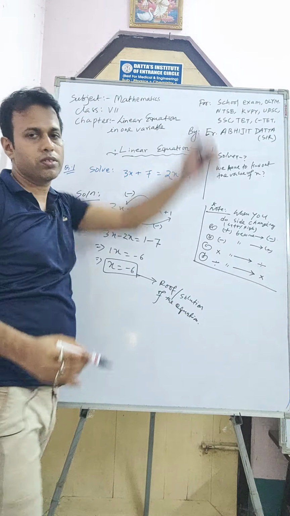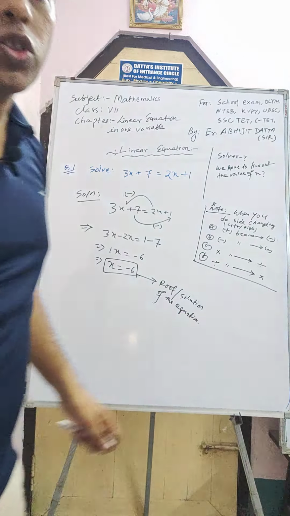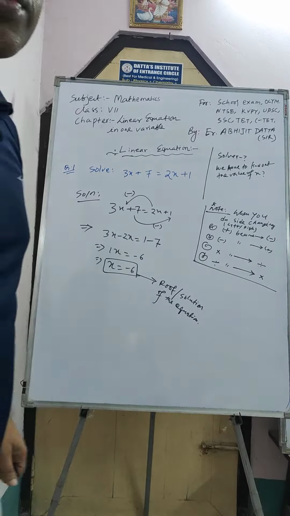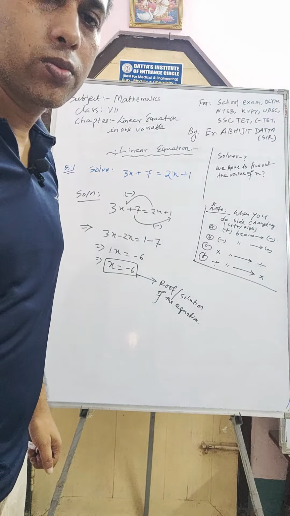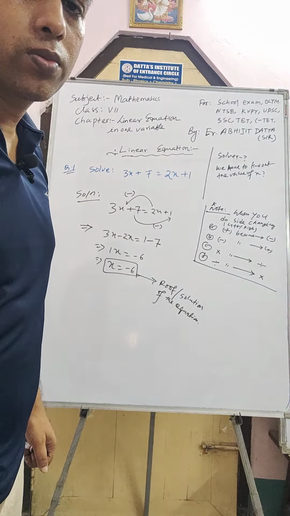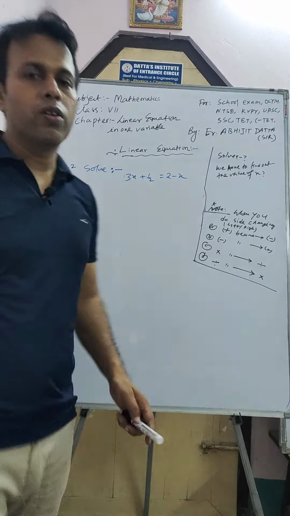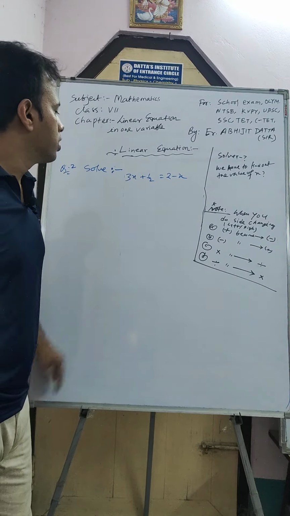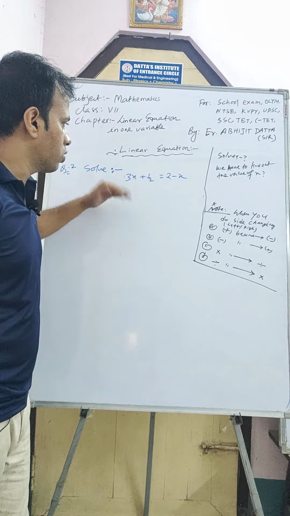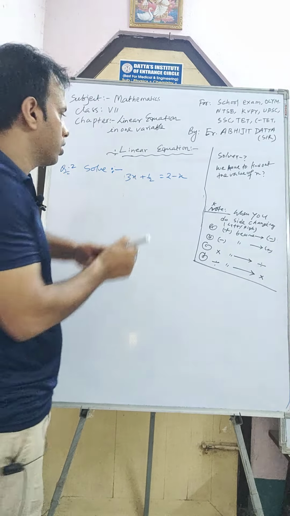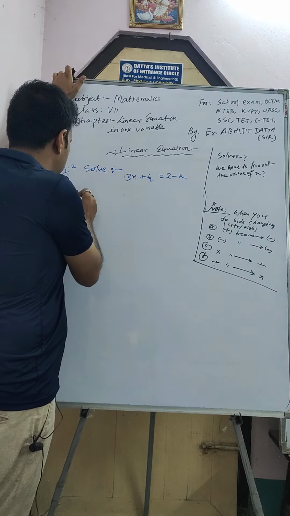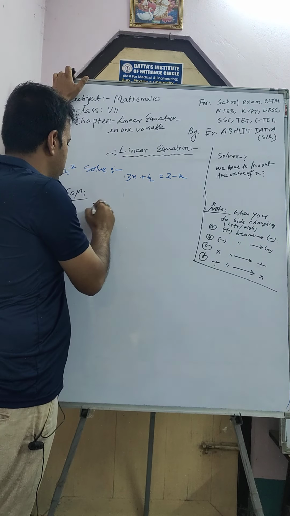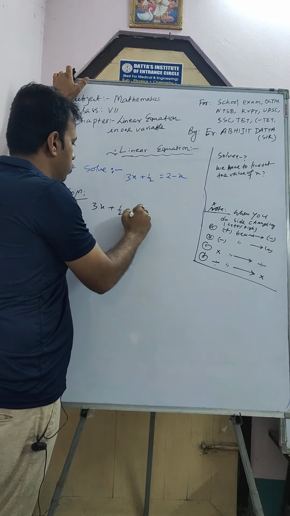Right? Okay. Take a screenshot from there. Okay, let's try the next question. The question number 2 is: solve 3x plus 1 by 2 equal to 2 minus x. So let's try: 3x plus 1 by 2 equal to 2 minus x.